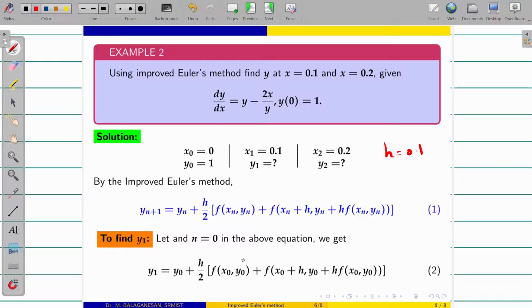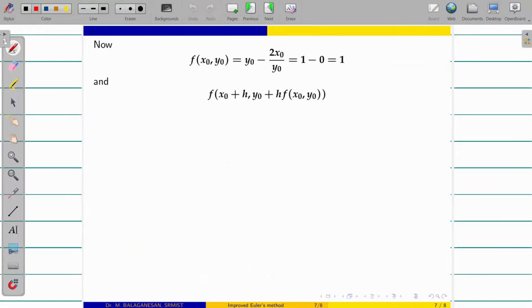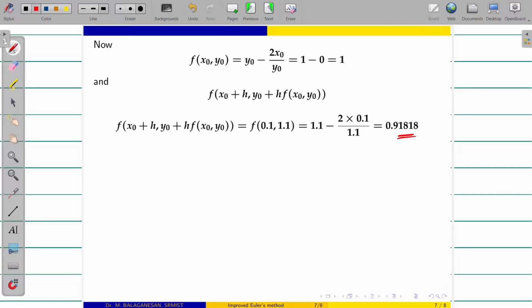That's it. Then find the first value f of x naught, then the second value f of x naught plus h, y naught plus h into f of x naught. This is the way you have to understand. Twice f of x and yn. The second function in the place of x and xn plus h, yn plus h into f of x and yn. That's all the meaning. So substitute the values now. Find the first part and the second part. Substitute in the formula. We will get 0.91818. To find y2.